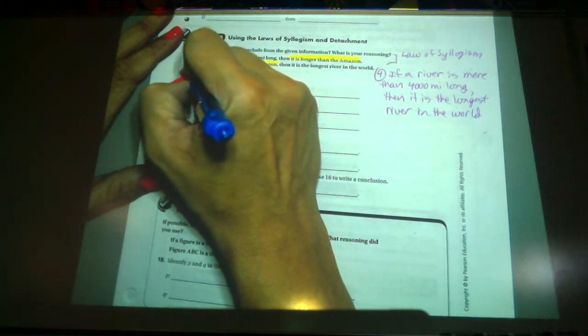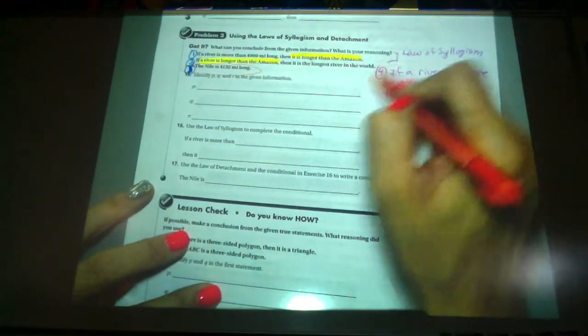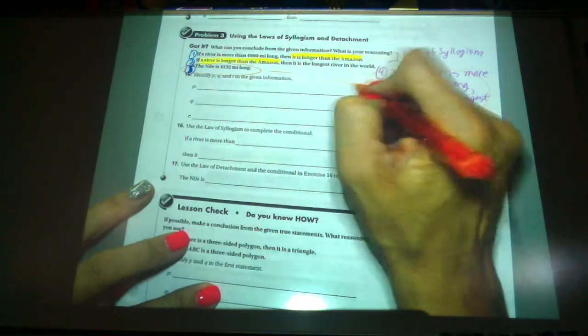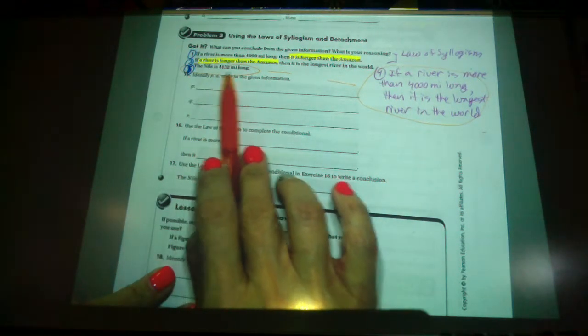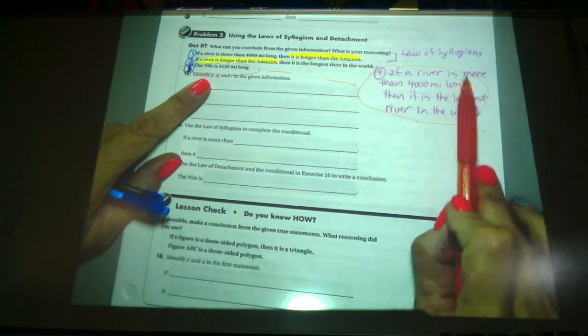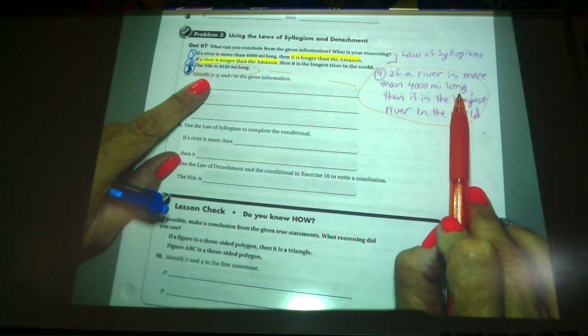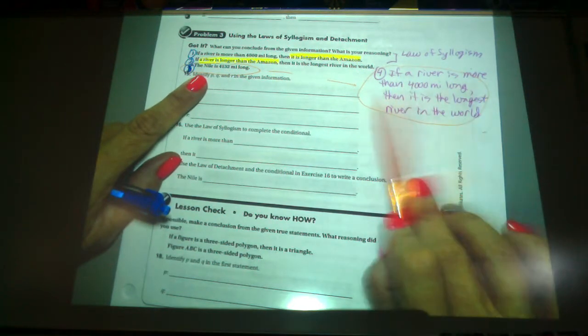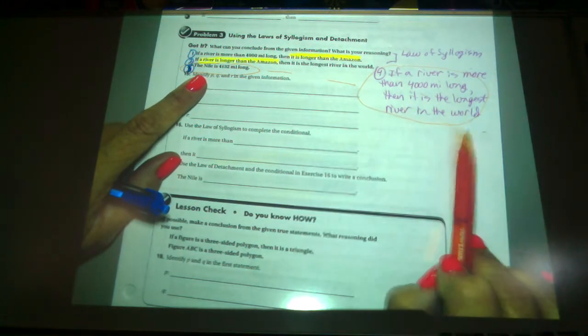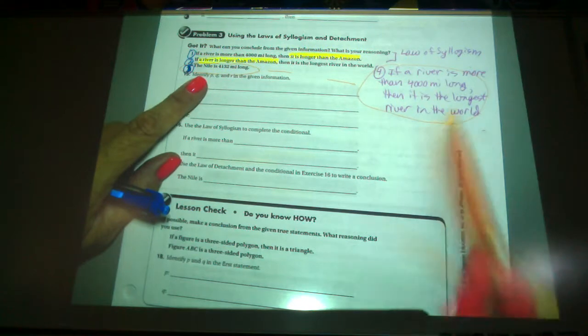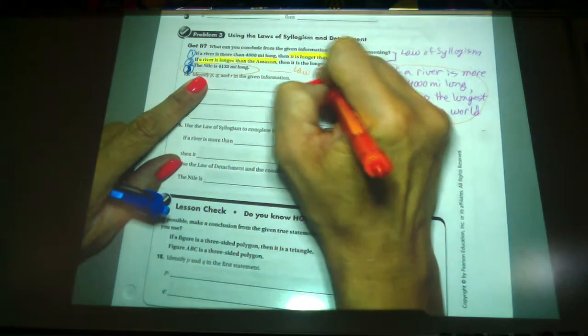And here's why. Can't I use this one and this statement together to make another conclusion? If a river is more than 4,000 miles long, then it is the longest river in the world. The Nile is 4,132 miles long. Does that mirror the if statement here? Yes or no? If a river is more than 4,000 miles long, does that mirror it, but is more specific? Yeah. Isn't this a full conditional? Isn't this a partial? So the second part is using law of detachment.